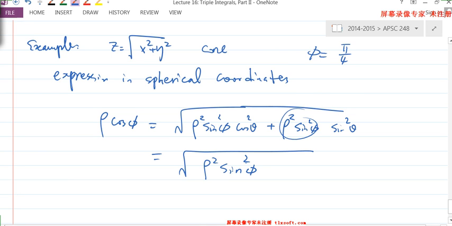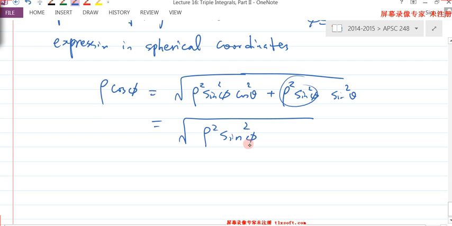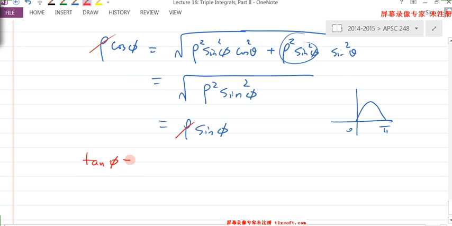Now, remember the hard constraint on phi is between 0 and pi. So between 0 and pi, sine is always greater than 0. Rho is defined as a distance, so rho must be greater than 0 too. So this is basically rho sine phi. The two rhos cancel, leaving cosine phi over sine phi, which gives us tangent phi equal to 1. In other words, phi equal to pi over 4.